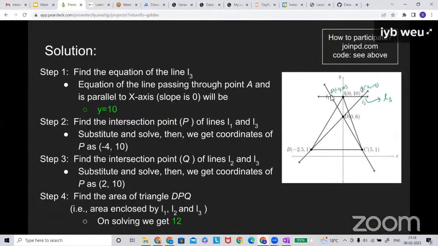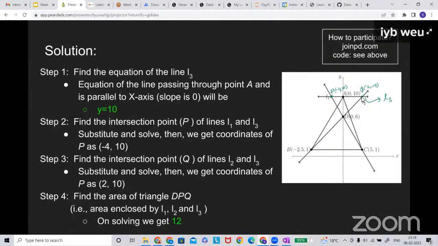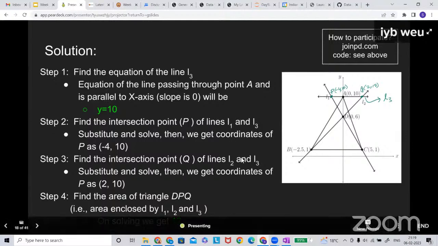You will get the point (-4, 10) as point P. And then the other point Q, which is the intersection point of L2 and L3. Again, you have the equation of line L2, and L3 is y equal to 10. Just substitute y equal to 10 in L2, you will get the coordinates of Q as (2, 10). So you already have all the coordinates of points P, Q, and D.